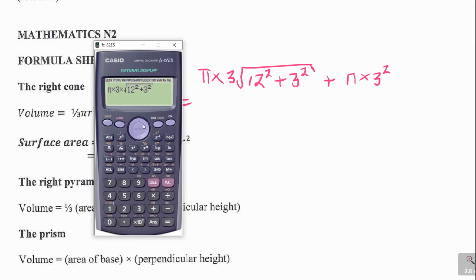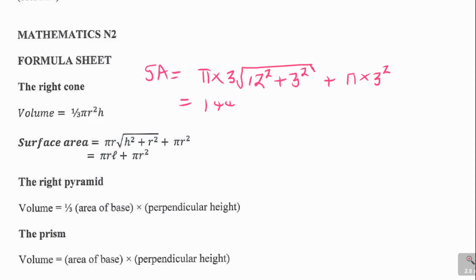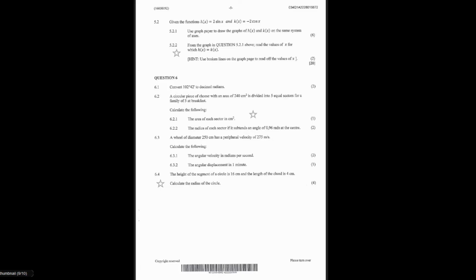See that? Press shift, pi times 3 squared. You just get the answer straight: 144.852. So you just get that 144.852. They say it in centimeters squared. Are you seeing that? What is the other question?